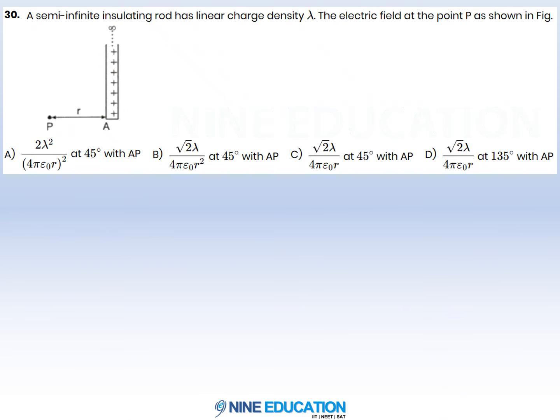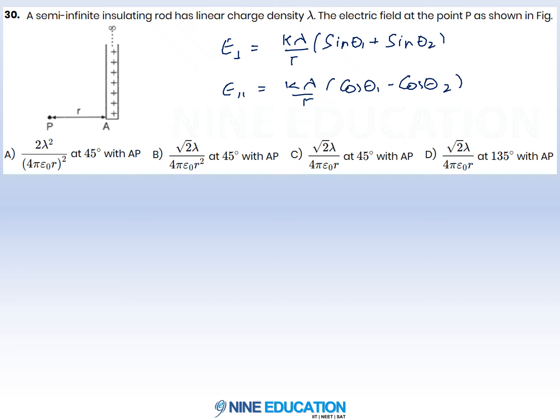In this question we have to find the electric field at point P. Before that you have to remember the electric field due to a finite wire has perpendicular and parallel components. The perpendicular component, perpendicular to the wire, is k lambda by r times (sine theta 1 plus sine theta 2), and E parallel becomes k lambda by r times (cos theta 1 minus cos theta 2). You have to remember this formula.